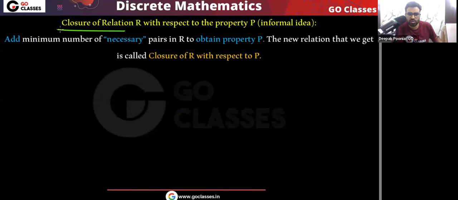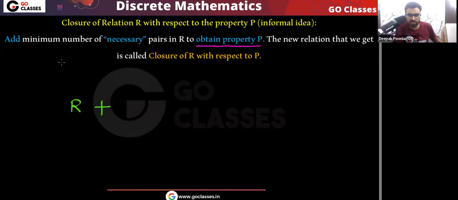So you can see closure of relation R with respect to property P. So you have this relation R. Let me say that this is the relation R. And remember, this relation R may or may not satisfy this property P. This is given to you. Relation is given, property P is given. So what we do in this relation R, if this relation does not satisfy the property P, then our purpose is to obtain the property P. We want to obtain property P.